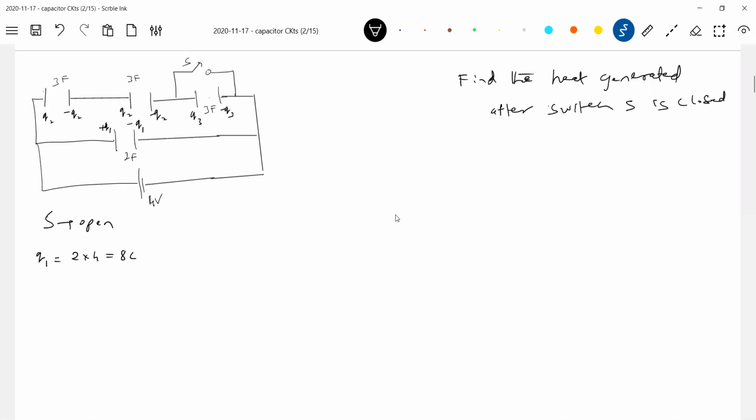So total how much will be, 1 farad? Q2 should be equal to 1 into 4, 4 coulombs.